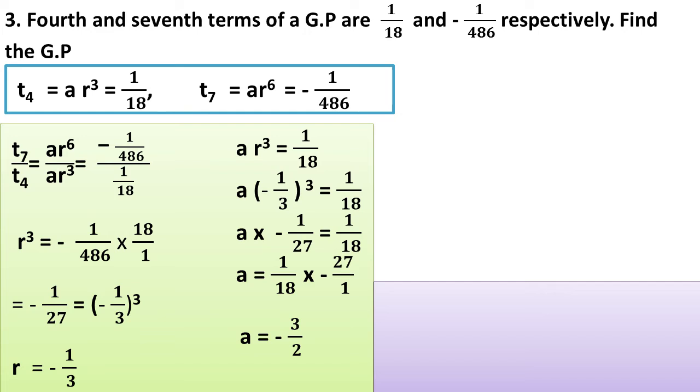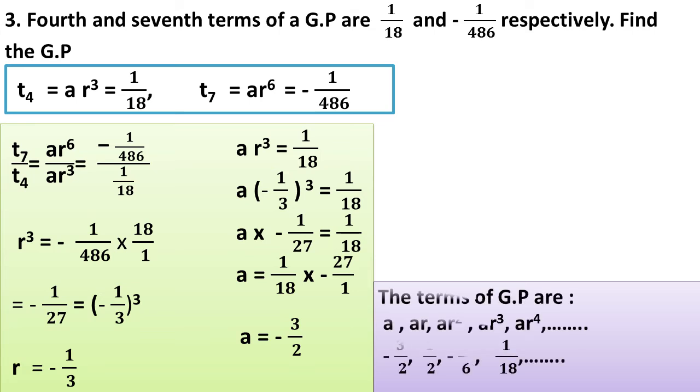Value of A is minus 3 by 2. R is minus 1 by 3. Hence the terms of GP will be equal to minus 3 by 2, 1 by 2, minus 1 by 6 and 1 by 18 and so on.